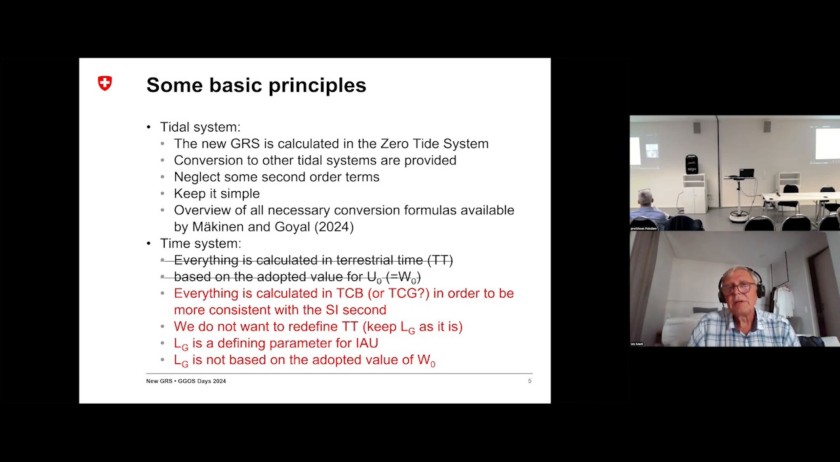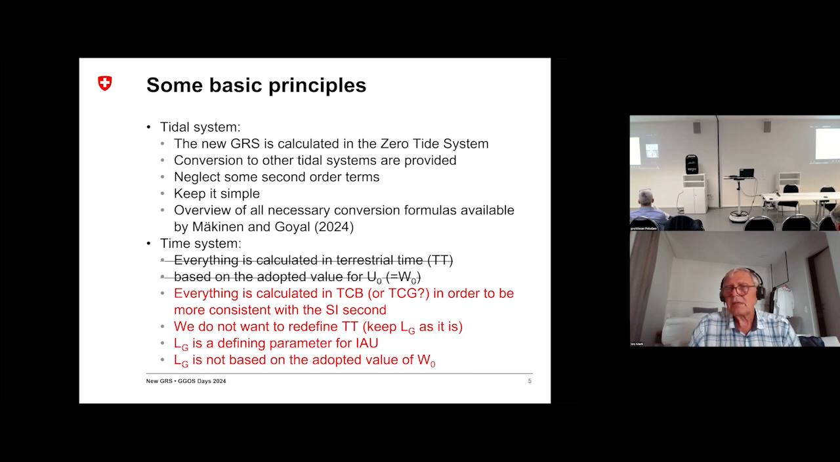Then time system. Last year, I still said we will calculate everything based on terrestrial time. In the meantime, I changed that a little bit, and I think it's more appropriate to go to the barycentric or geocentric time in order to be more consistent with the SI second. But on the other hand, I don't think that it's a good idea to redefine terrestrial time, which we could do if we change the standard value of W0.